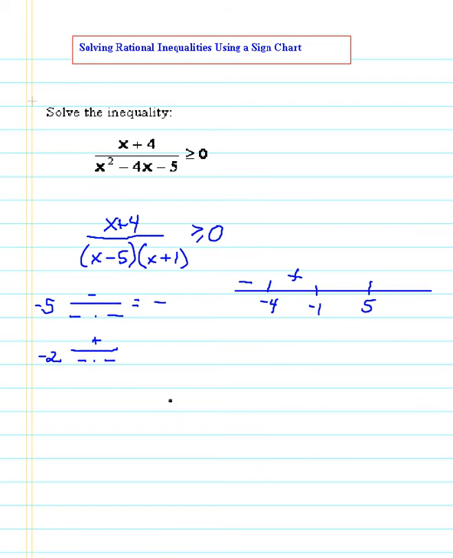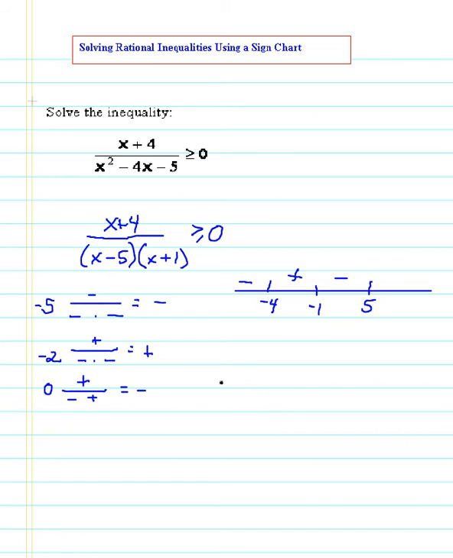Between negative 1 and 5, I think I'll choose 0. 0 plus 4 is a positive number. 0 minus 5 is a negative number. 0 plus 1 is a positive number. This denominator is going to be negative, so we'll have positive divided by negative, which is a negative. Now I'm going to choose that negative and fill it in over here in my sign chart as a negative. Any number in between there would be negative.